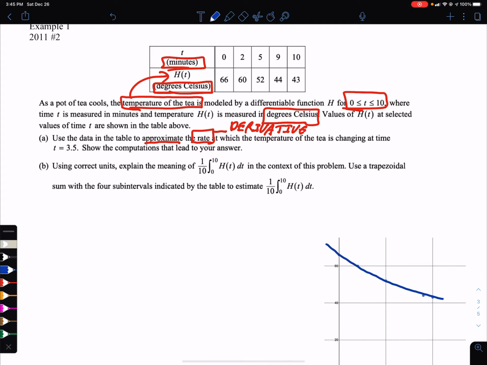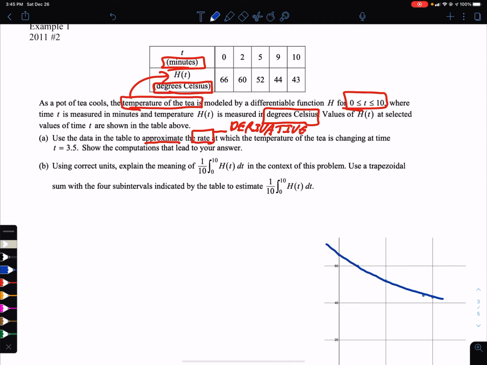So what is the derivative? You should know it's the slope of the tangent line. And they want it at 3.5, so they want the slope somewhere around here. How do we find the slope of the tangent line at that point? That's the question. If you look at this graph, the obvious answer is to find the slope between these 2 points. If I find the slope between those 2 points, that's pretty darn close to the slope of the tangent line.